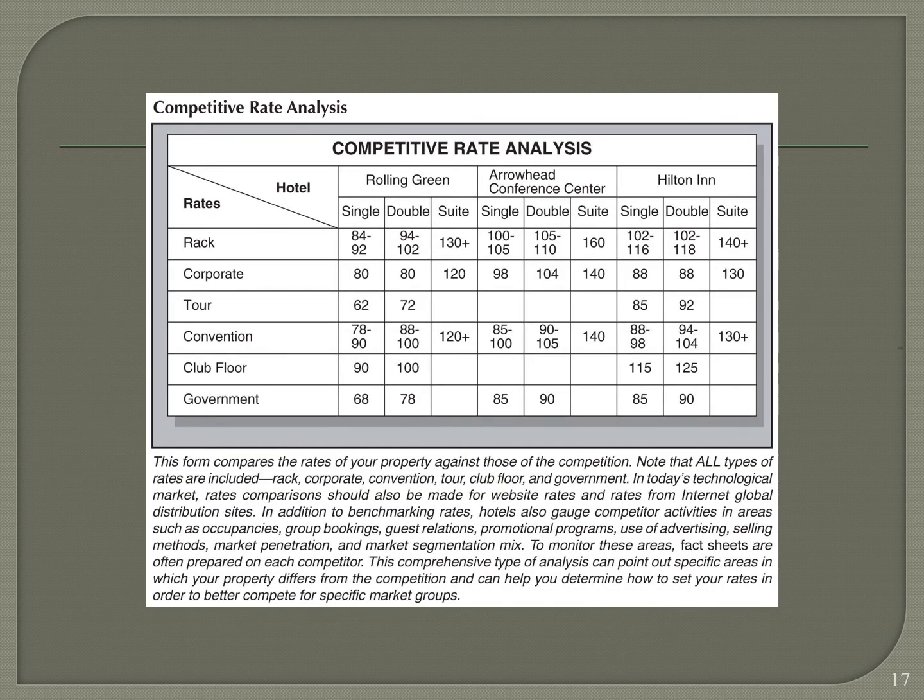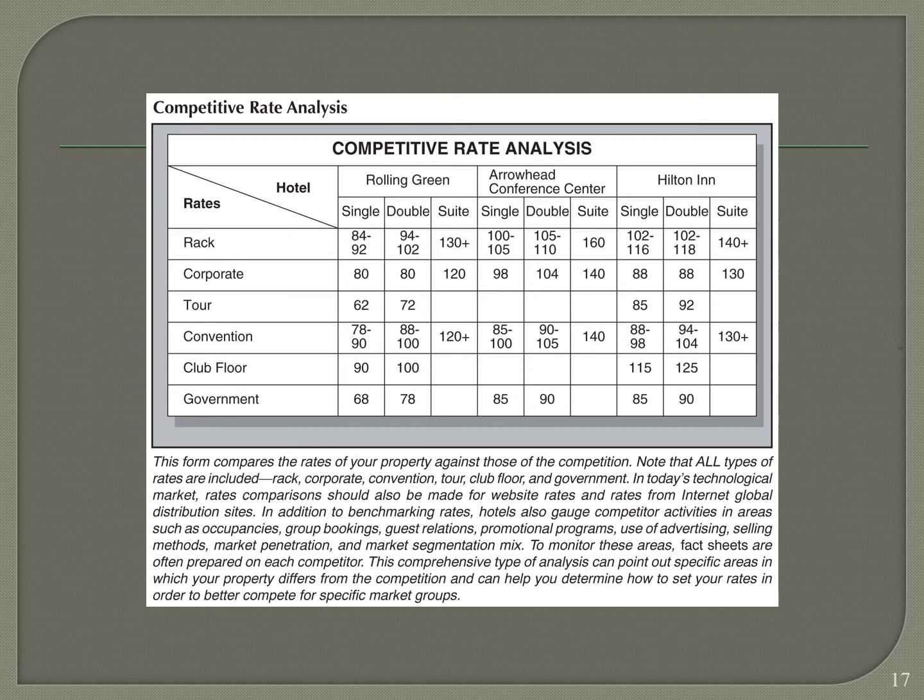So let's look at this competitive rate analysis. We've got 3 different hotels: ours is the Rolling Green, then Arrowhead, and the Hilton Inn. Our rack rates, for a single, and let's look at just the singles for right now. Which hotel has the highest rack rate? The Hilton, right here, 102 to 116 is our range for the rack rate. So they're the highest. Who has the highest corporate rate? Arrowhead, right here.